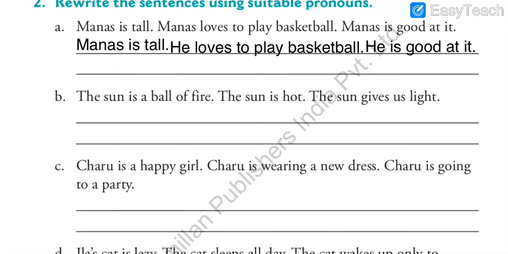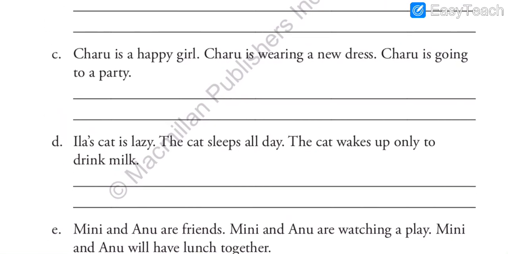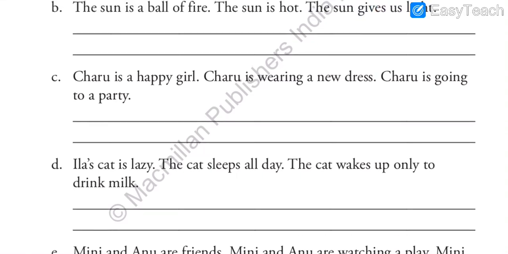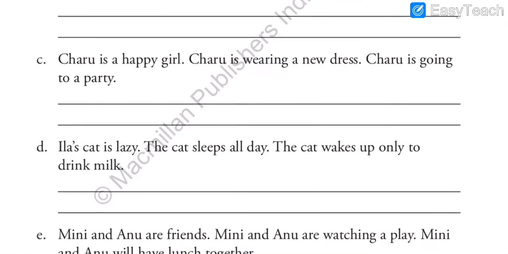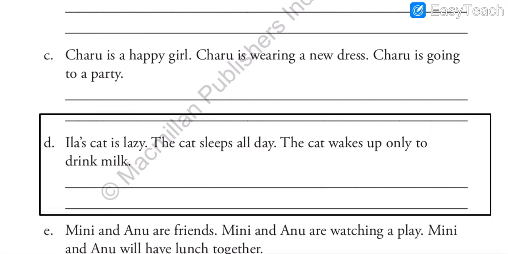Okay, let's see now, not in sequence, but we are going to solve the sentences randomly. So here, sentence D, let me just draw a square so that you can easily see that. This is the sentence which we are going to solve now. Ila's cat is lazy. The cat sleeps all day. The cat wakes up only to drink milk. What is repeated, my dear students? Tell me, what is repeated?